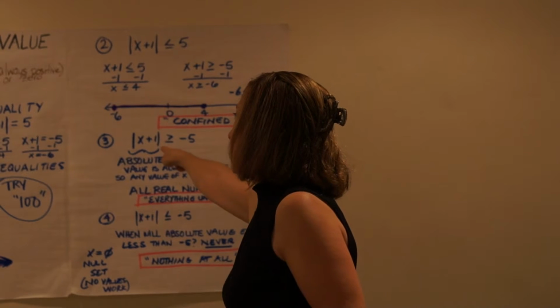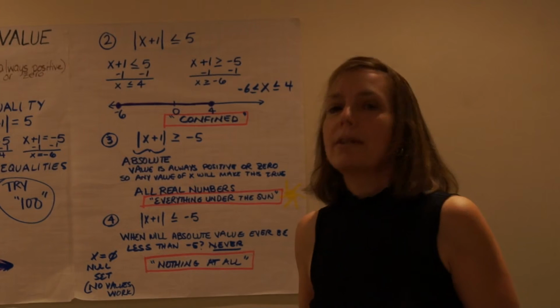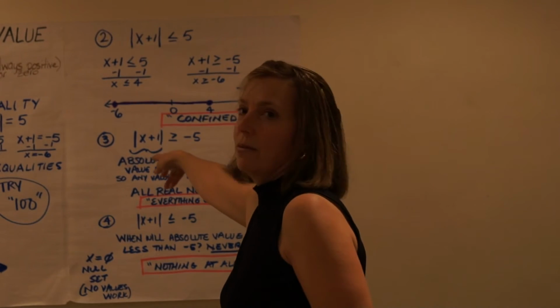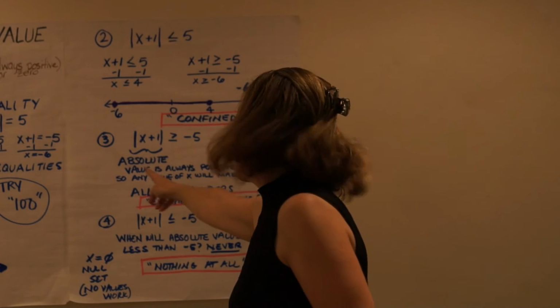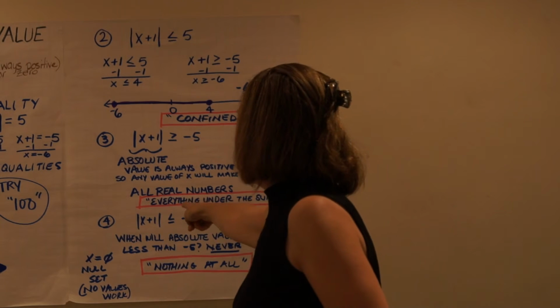One of the other 2 is absolute value of x plus 1 is greater than -5. Absolute value is always going to be greater than -5. It's always going to be 0 or positive. So any x value in the whole world will always work in this inequality. The answer would be all real numbers, or what I call everything under the sun.